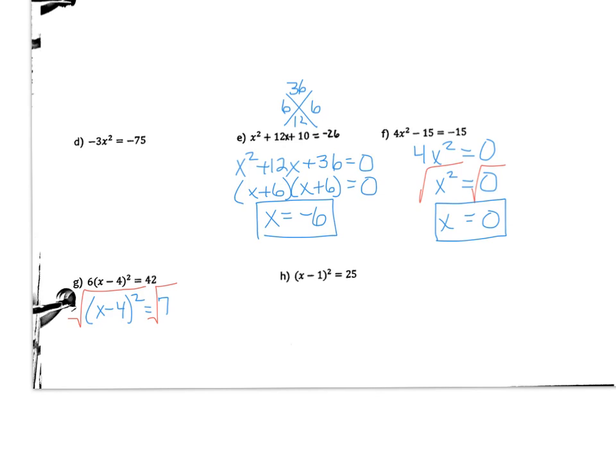Alright, so when I take the square root of the left side, the square root of x minus 4 squared would just be x minus 4. And the square root of 7 is a decimal, so let's just leave it square root of 7. And then add 4 to both sides.